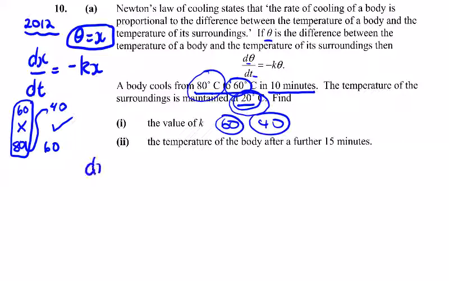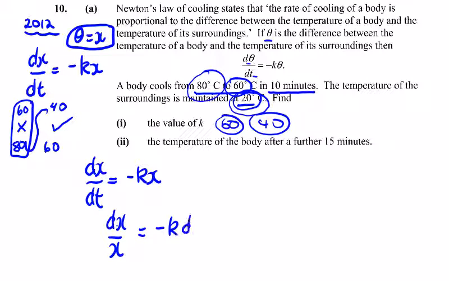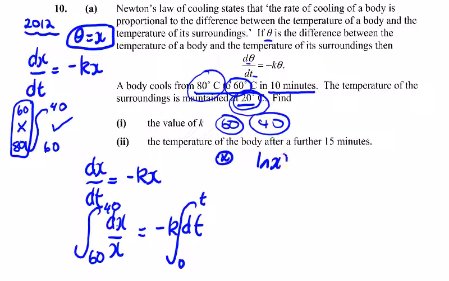So we have dx dt, just because I don't write theta, is equal to minus kx. So we're going to get dx over x, it's going to have natural logs here, is equal to minus k dt. And we're going to integrate these. Starting, it's going down, so 60 and 40. We're just looking for k here, between 0 and t. So we're going to get the natural log of x between 40 and 60 equal to minus kt.